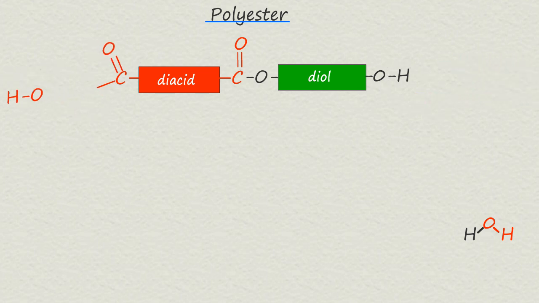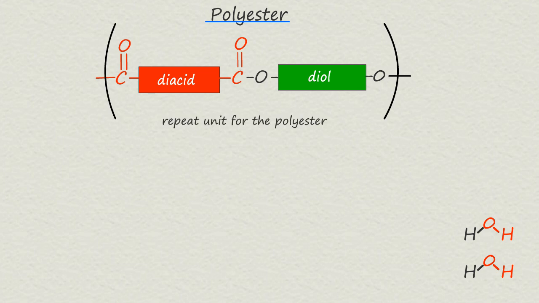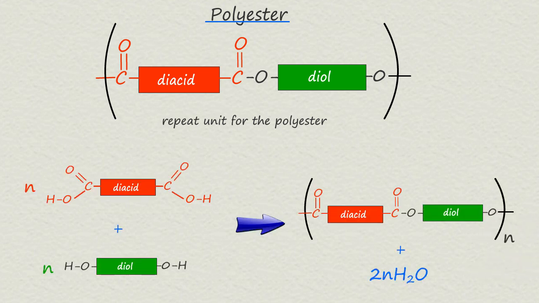This will result in the loss of an OH group from the carboxyl group on the diacid, and also the loss of a hydrogen from the hydroxyl group on the diol, and this will result in the formation of another molecule of water. The removal of the OH group and the hydrogen will also give the structure for the repeat unit for the polyester, and we can write an equation to show this condensation reaction as shown. Here, n is simply the number of diacid and diol monomers which react, and recall that the repeating unit is usually shown in brackets.